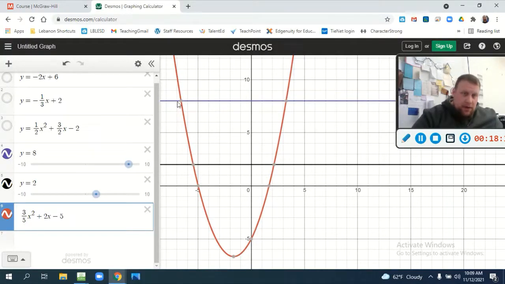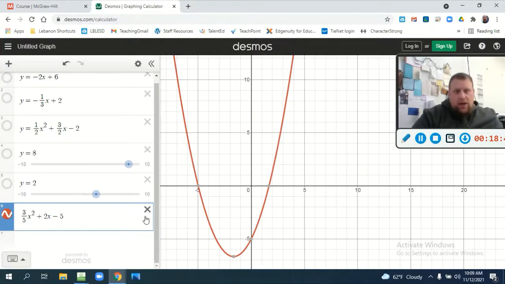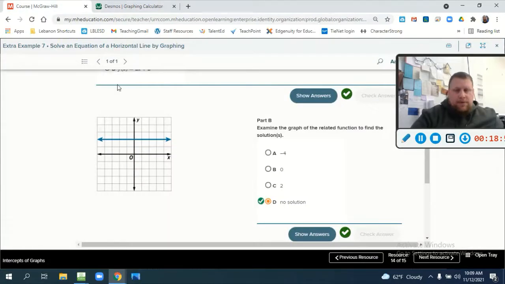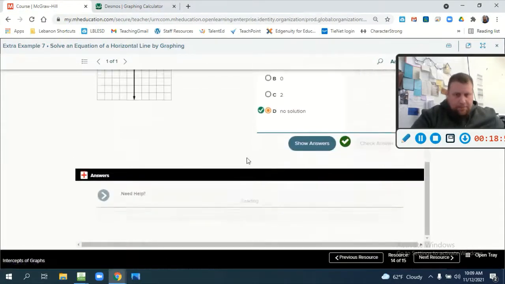It's even showing me where it intersects other graphs, but that's just because I left them turned on. So that's how you would enter an equation in Desmos. And then notice by clicking on and off, I turn on the graph. You can also delete it, all that good stuff. So Desmos is super powerful. I recommend using it a lot as we go further.